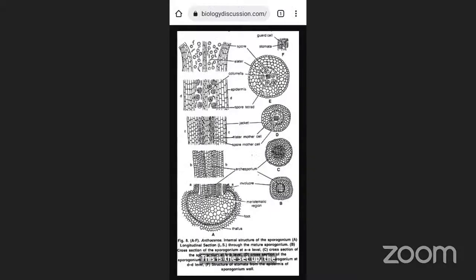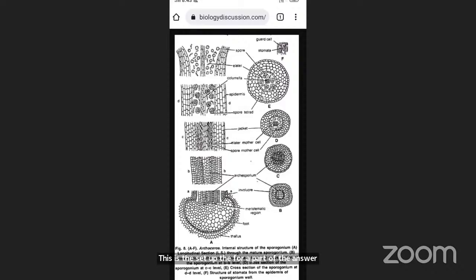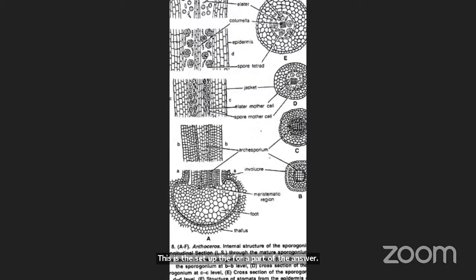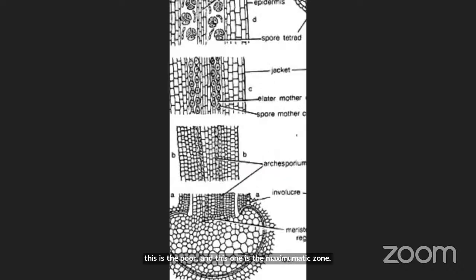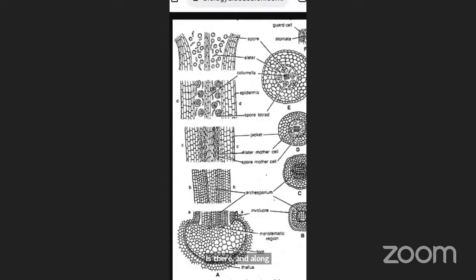This is the structure of the sporophyte of the Anthoceros. So this is the foot, and this is the meristematic zone, and the elongated capsule is present. The capsule has a slightly complex internal structure.